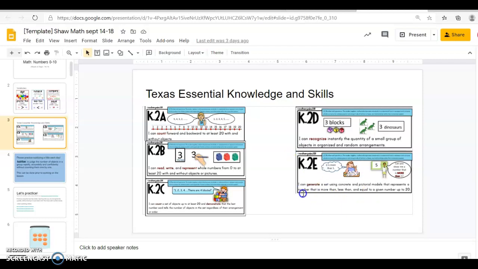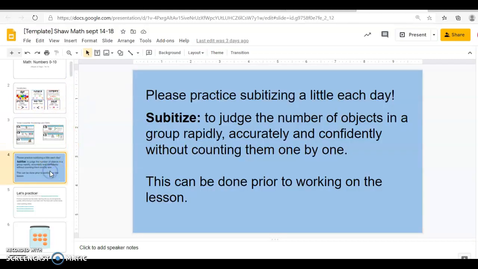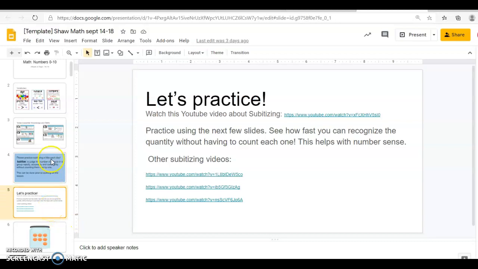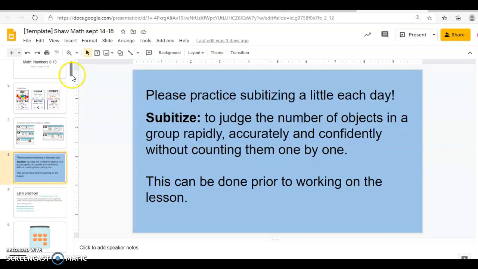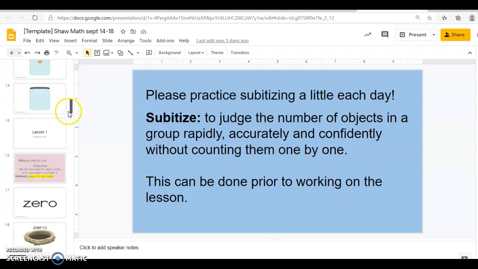Today we're going to be generating a set using concrete and pictorial models. Once again, hopefully you're practicing subitizing using these videos or some other videos that you find, and also practicing on PathBlazer.